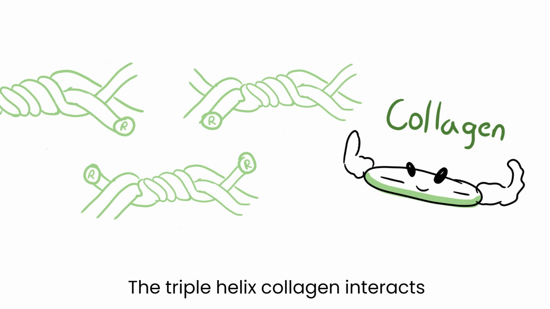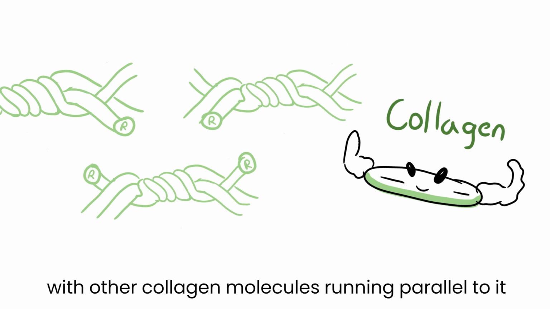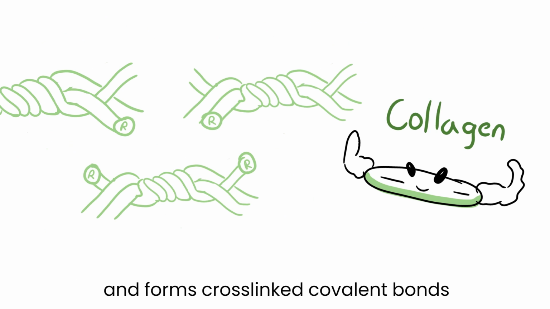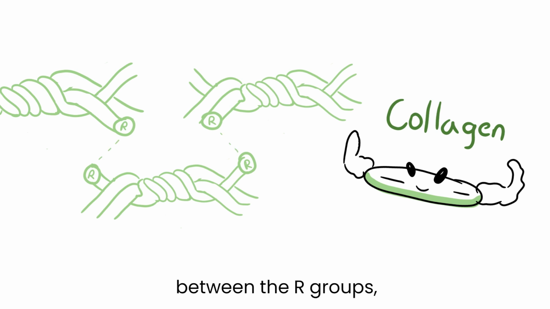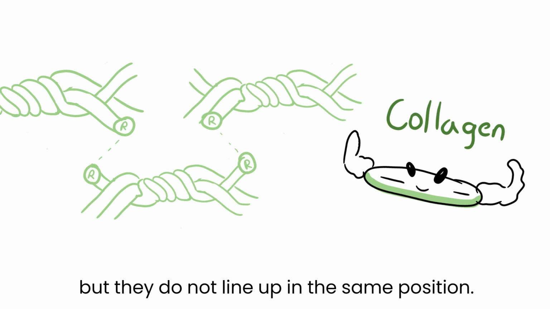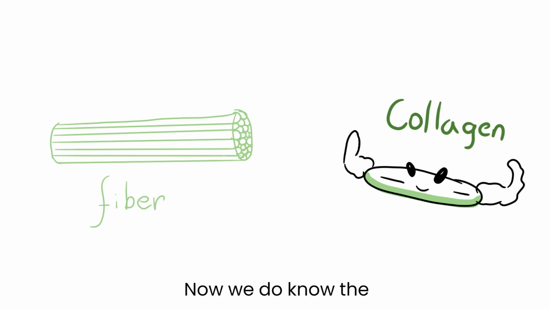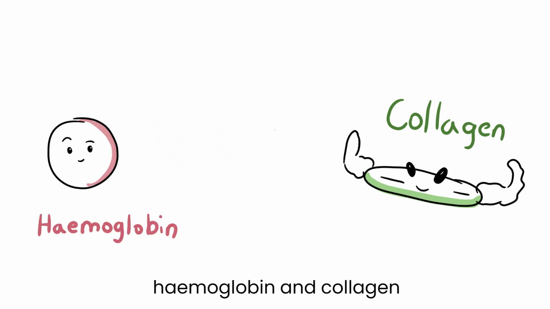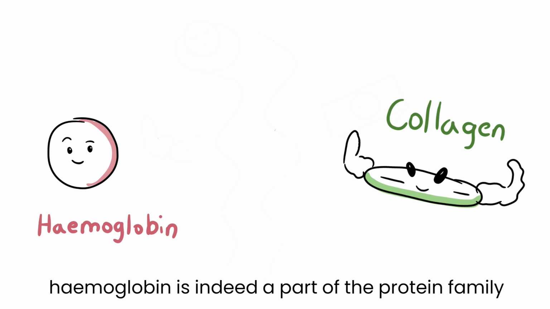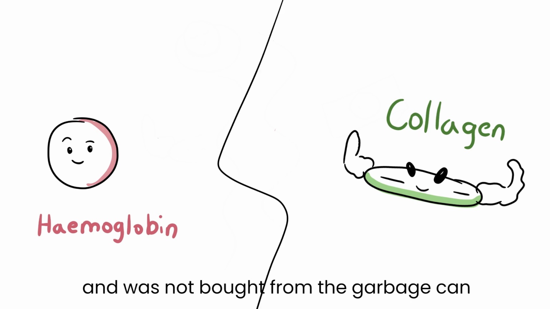The triple helix collagen interacts with other collagen molecules running parallel to it and forms cross-linked covalent bonds between the R groups, but they do not line up in the same position. These collagen fibrils side by side then make up a collagen fiber. Now we do know the difference between hemoglobin and collagen, and hemoglobin is indeed a part of the protein family and was not bought from the garbage can.